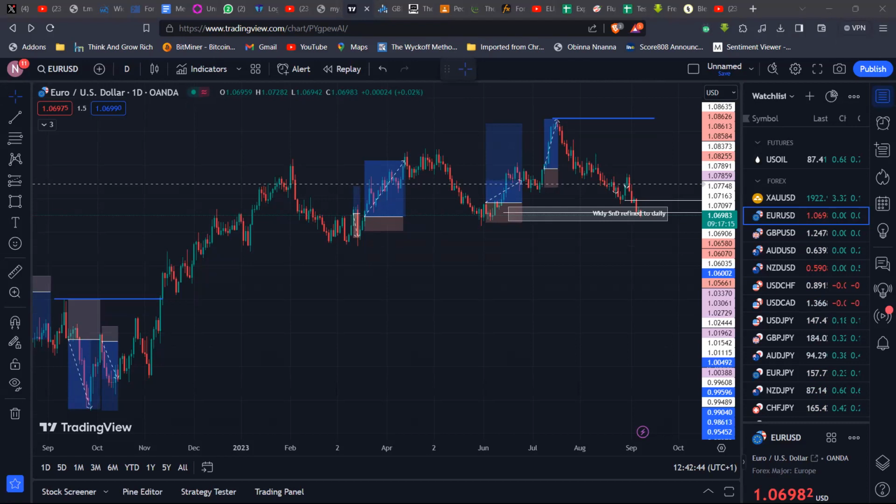Now, there are 3 cycles here. Imagine the composite man wants to push price from point A to point B. So let's say this is point A. He wants to push price from point A to point B.